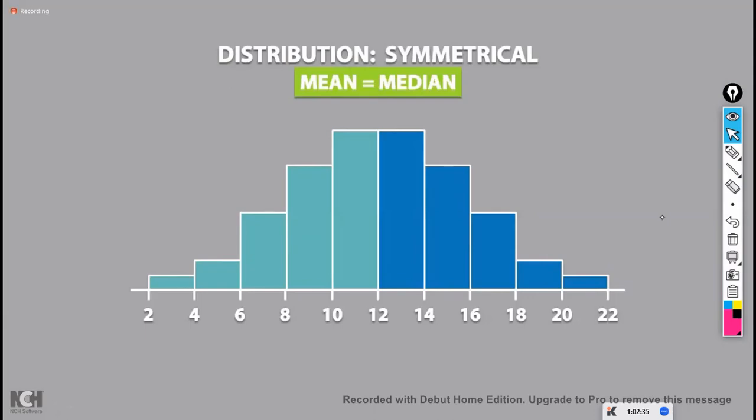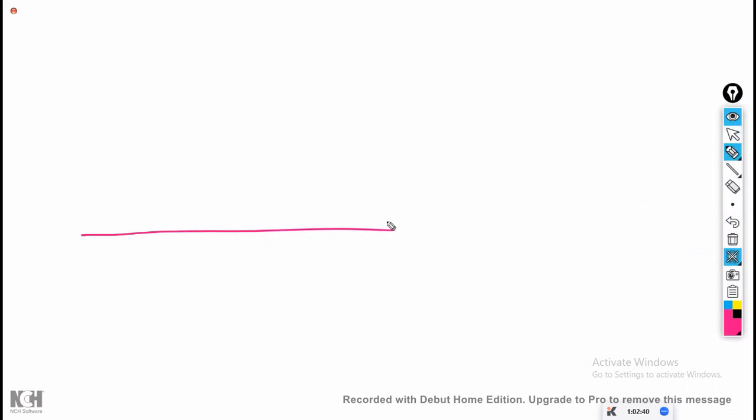Now you'll get a doubt: how, sir? Let us take one example. From 0 to 10, you take two values. From 10 to 20, you consider four values.